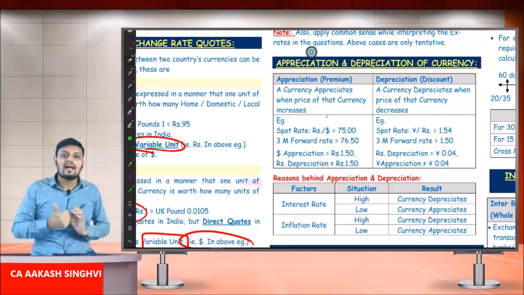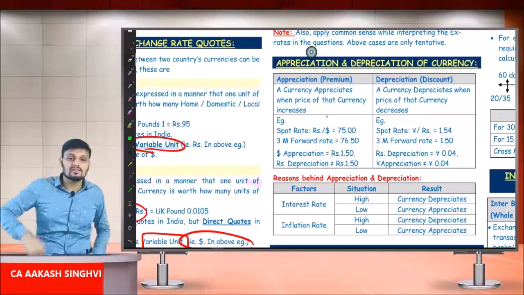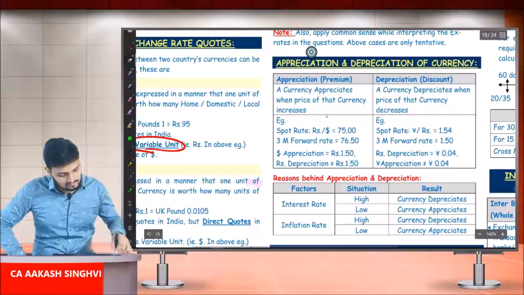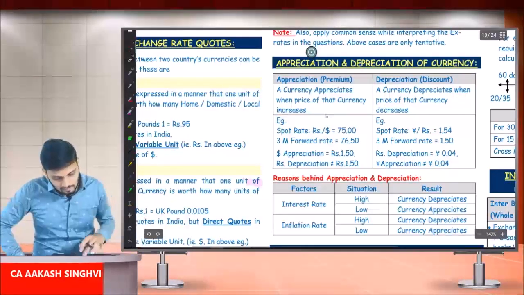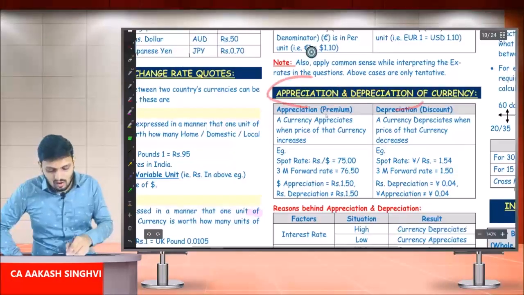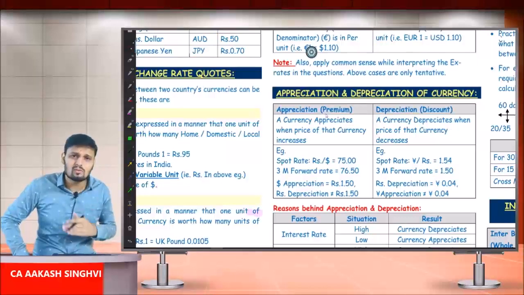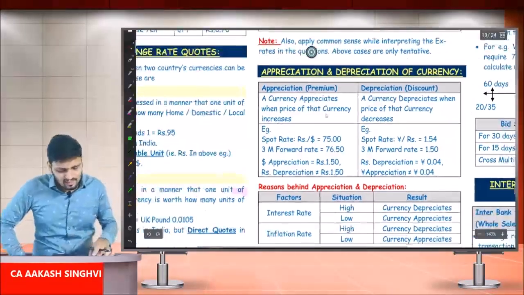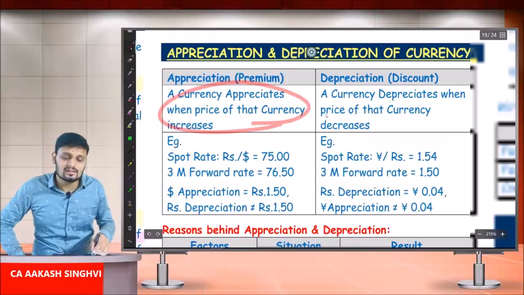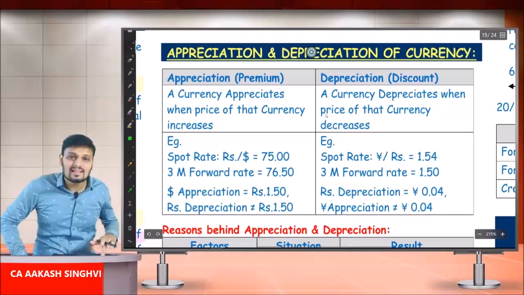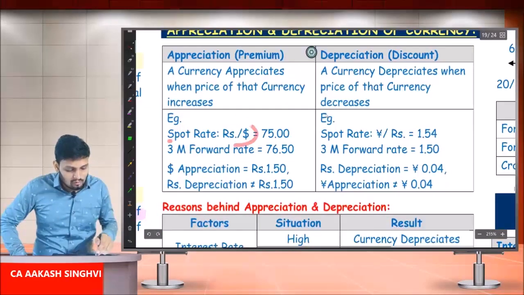We'll go to the next part, appreciation and depreciation of currency, right? What is appreciation? What is depreciation? See, everyone knows about it. It's not like we don't know, but still we have to understand it theoretically. Appreciation means a currency appreciates when the price of that currency increases, and a currency depreciates when the price of that currency decreases. Example, spot rate rupees per dollar 75.